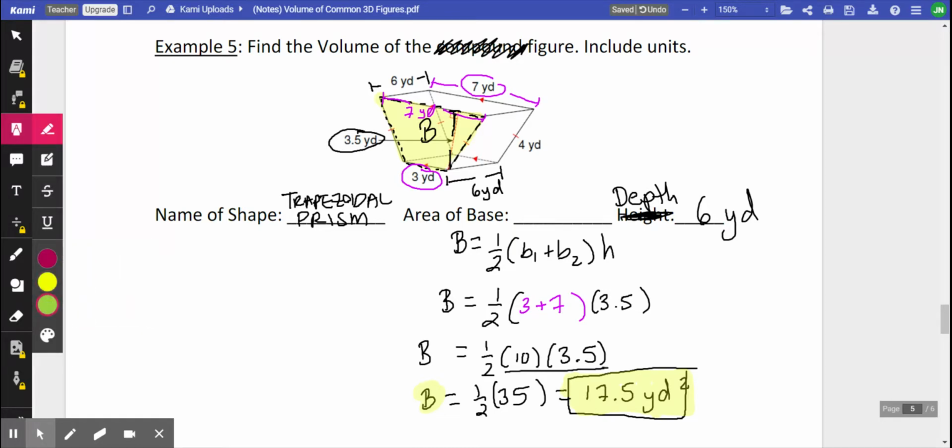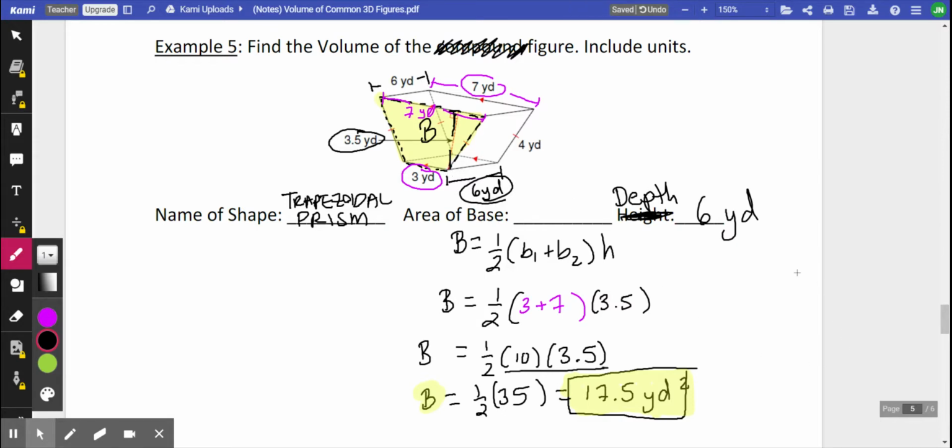So the depth of this, we said earlier that it was going to be 6 yards, right? So 6 yards is the distance from here to there. So all we have to do is multiply that by 6. So the volume is the area of the base multiplied by the height, or the depth in this case. The area of the base is 17.5 yards squared, multiplied by how deep this goes, which is 6 yards.